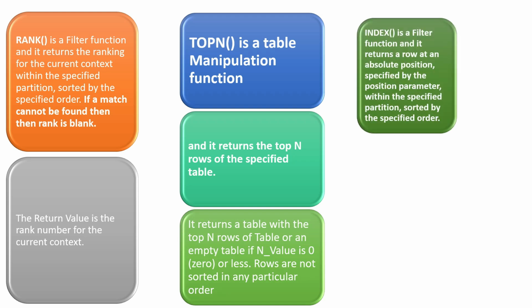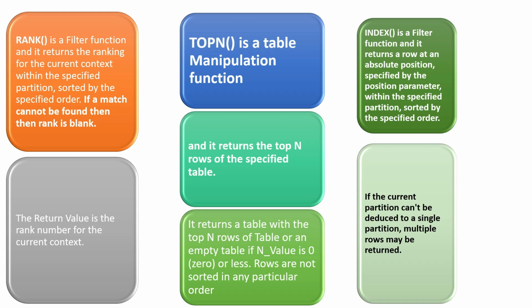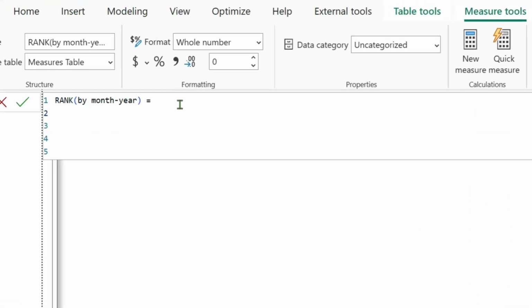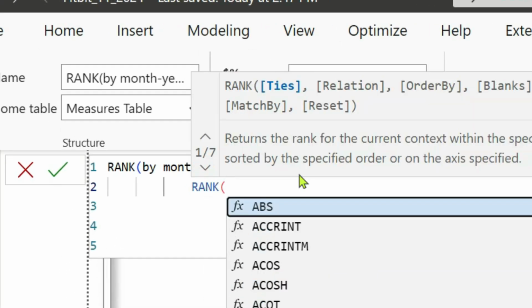And we'll also know about the INDEX function. INDEX is a filter function, and it returns a row at an absolute position, whatever position you specify. These are the various differences between the three functions. Now that we have understood the differences between the three functions, let us create some measures.